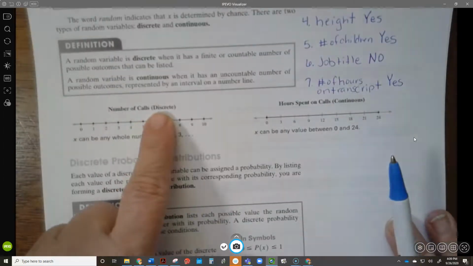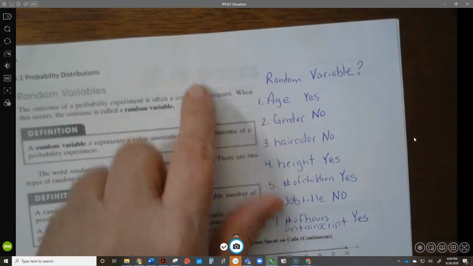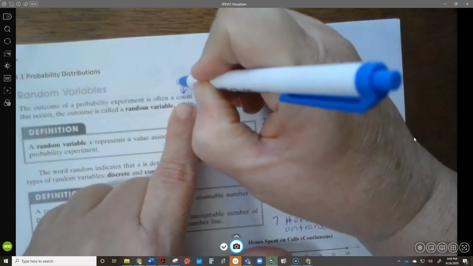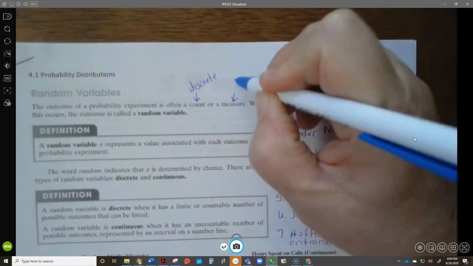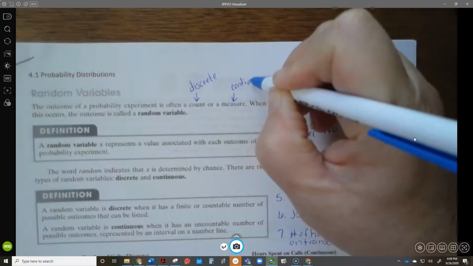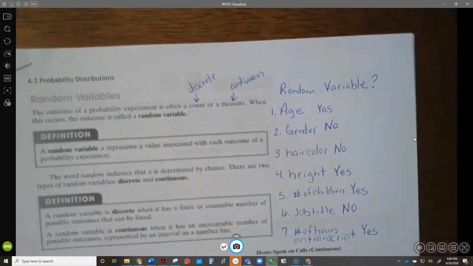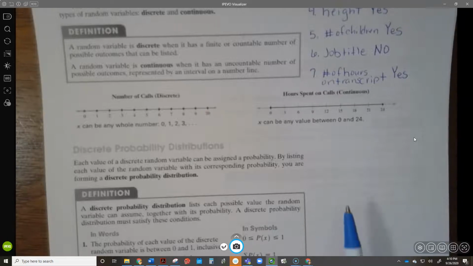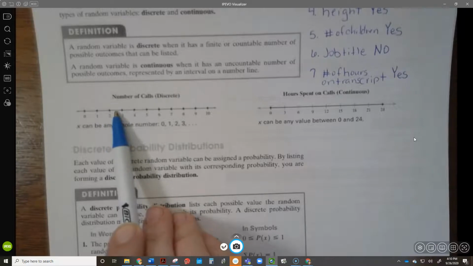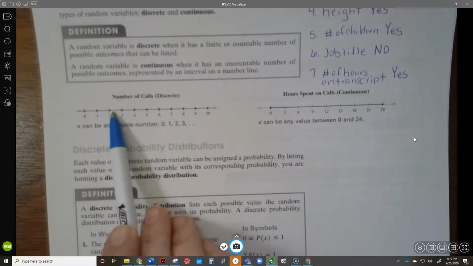Now we need to look at the 2 definitions that we need to know, and the 2 words are discrete or continuous. And up here they were talking about things that you can count. If you can count it, it is a discrete random variable. Things that you measure, that is a continuous random variable. Generally the idea behind counting things is you cannot have a half or a portion of one. You can't have 2.5 phone calls. Notice there's a dot on 2 phone calls, or there's a dot on 3 phone calls. There's no dots in between because you can't have 2.5 phone calls. You just either have 2 phone calls or 3 phone calls.